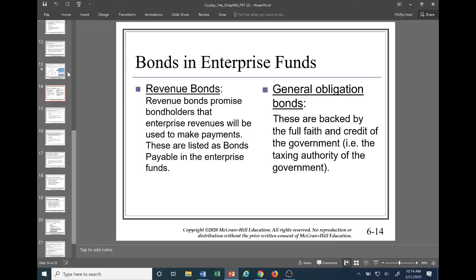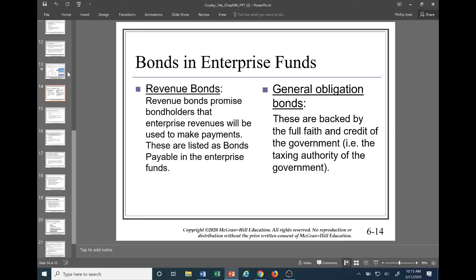That's what the names are pretty much stating. If I come to you and say I'm going to issue these revenue bonds, that's telling you I'm going to pay you back based upon us bringing in revenue. Backed by revenue. General obligation bonds are backed by the general obligation of the government, based upon their taxing authority. So that's the difference between them.